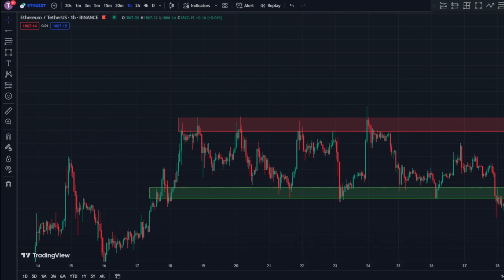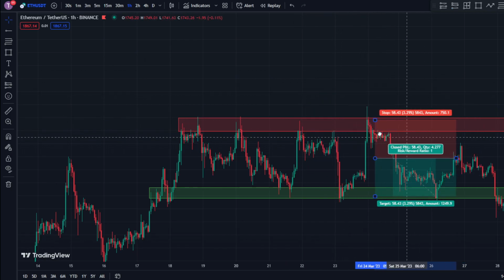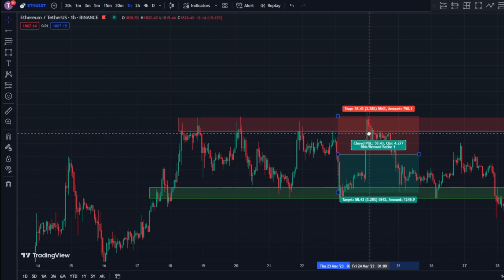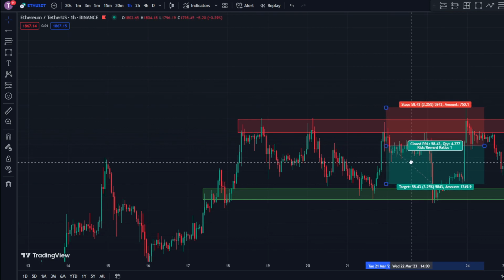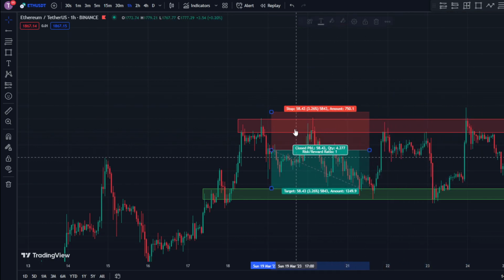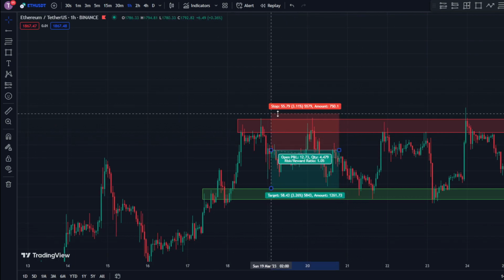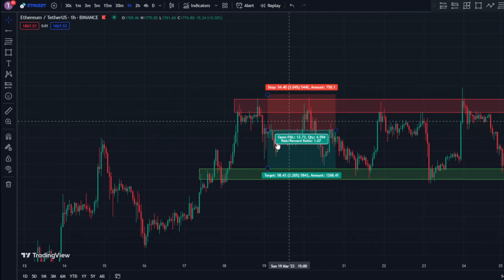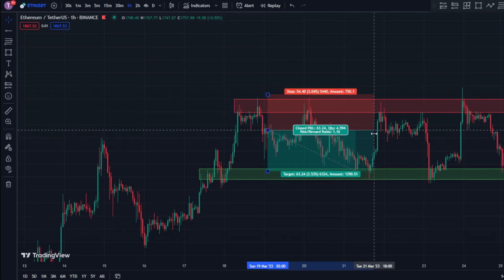So same thing for when you want to enter a short position. Let's say you have a rejection here, a rejection in this area right here. You want to enter a short position right here on this candle. You put your stop loss right above the resistance area, and you want to put your take profit at the support area.